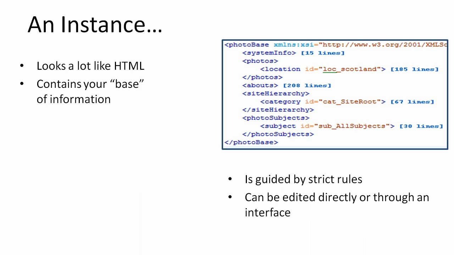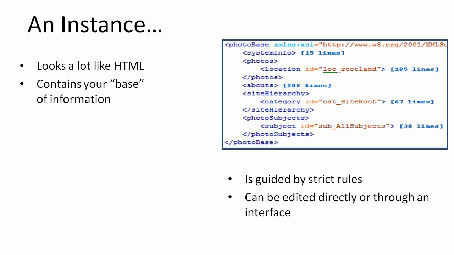And a photo base has system information. You can see it says 15 lines there. That means that I've collapsed down that system information tag, and there's lots more in it. I've just collapsed it down so that you can see more of what's going on. The photo base also has photos in it. It also has abouts in it, whatever those are. It also has a site hierarchy and photo subjects in it. These are all different tags that we've made up because they adequately describe our information.